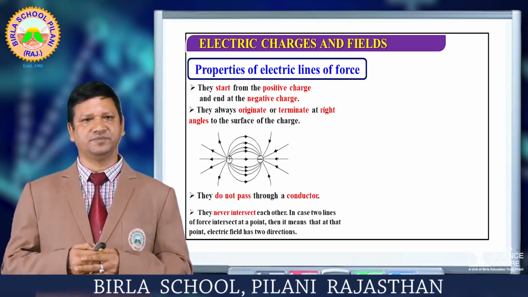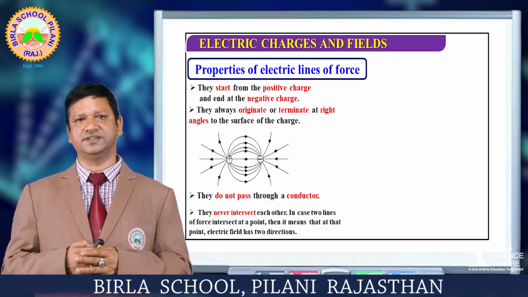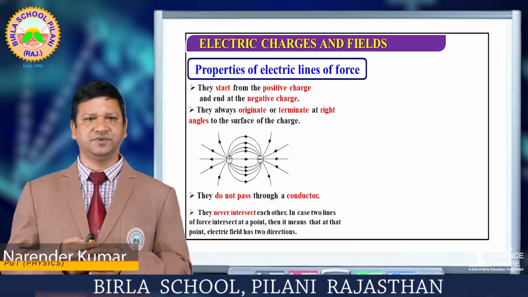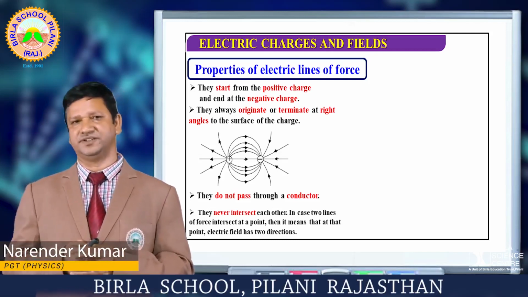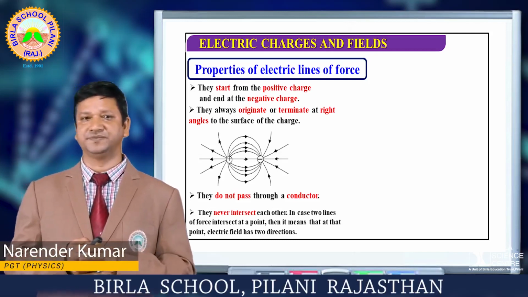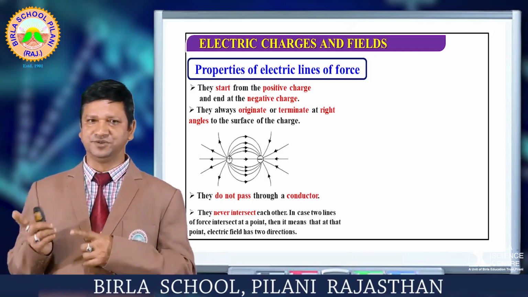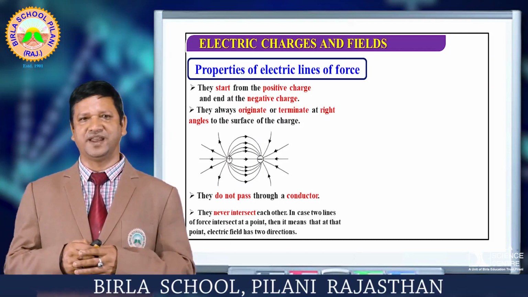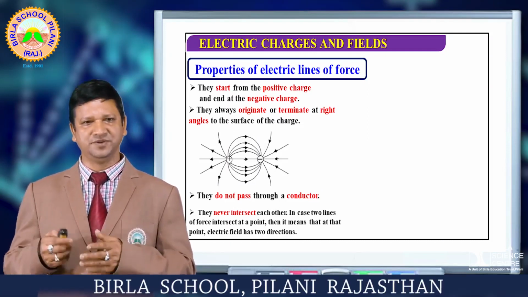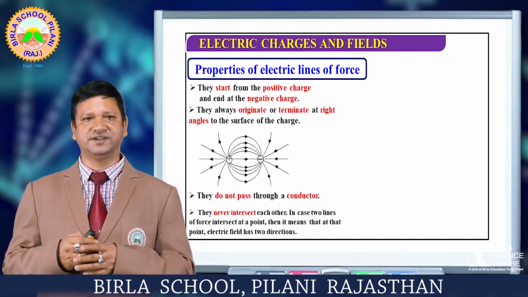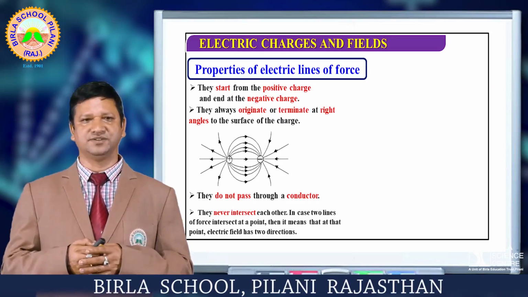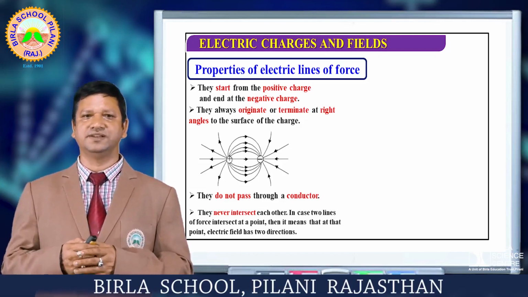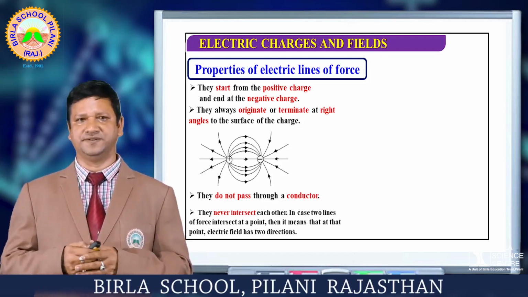This is a very important point. They never intersect each other. Electric field lines never intersect each other, because at the point of intersection, if they meet, then what happens? The electric field lines would show two directions. Although the electric field is a vector quantity, at one point, as we know from the property of a vector, it doesn't show two directions. So similar is the case with the electric field lines. That is why they never intersect each other.